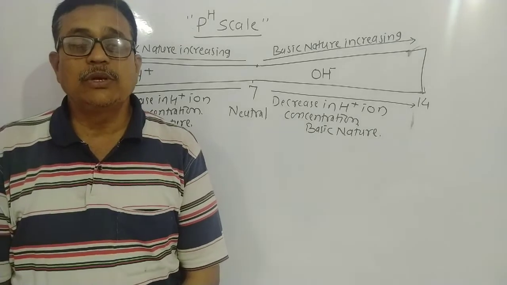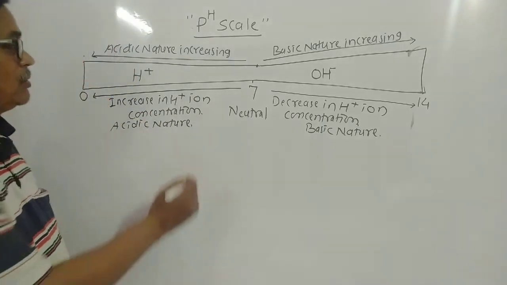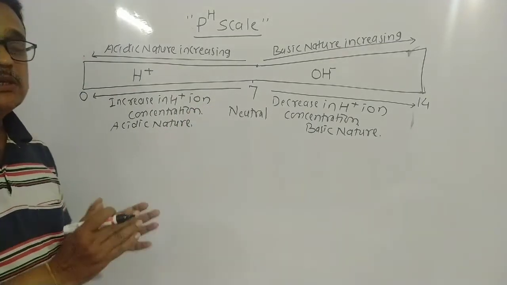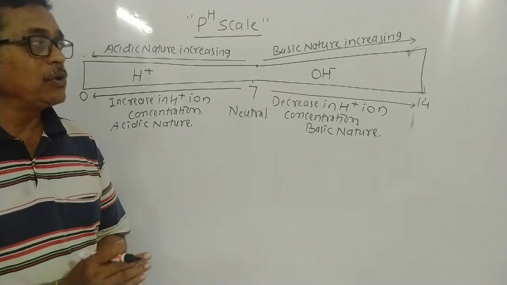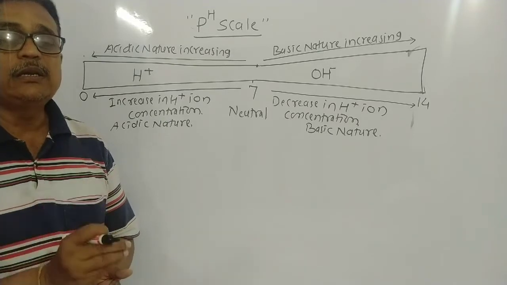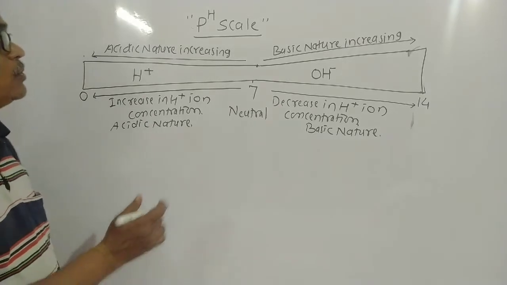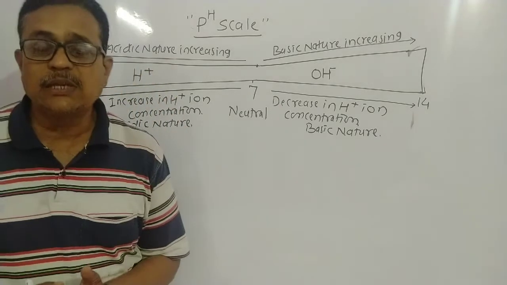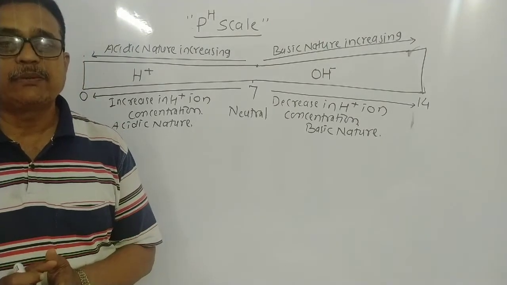Dear student, the pH scale is used to determine the strength of acids and bases, that is, how strong or weak an acid is, or how strong or weak a base is. Then, what is the definition of the pH scale? The scale which is used to determine the hydrogen ion concentration in a solution is called a pH scale, according to the strength of acid and base.